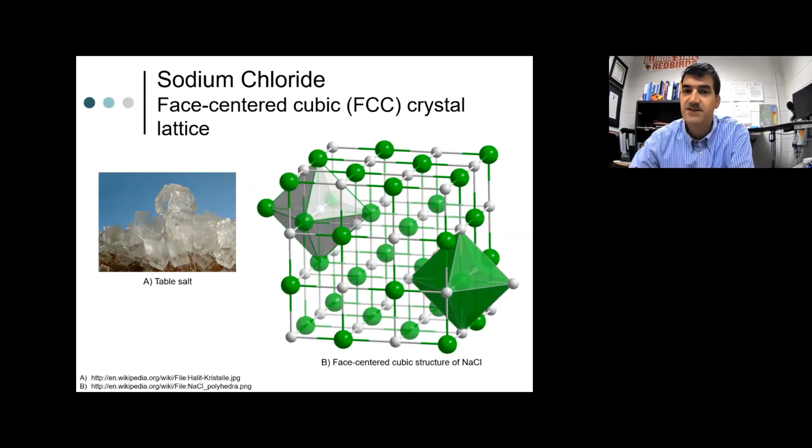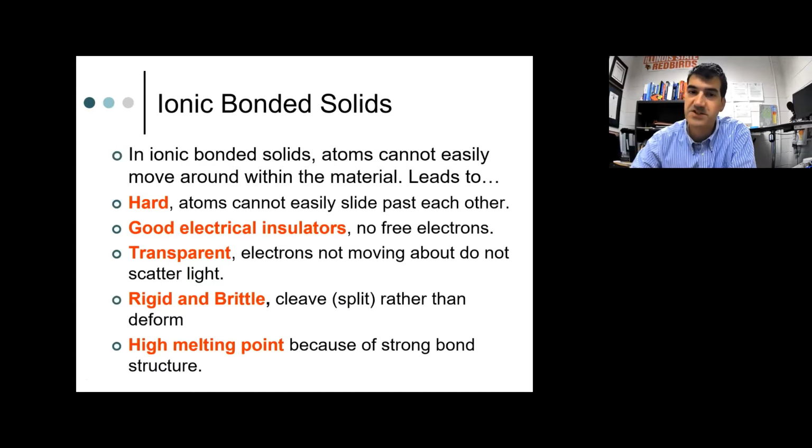If you zoom in on it on an atomic level, this is what you'd see. And there are different types of lattice structures. I'll throw down this term, and then we'll talk more about it in the next session. This is called a face-centered cubic lattice structure. And there are a bunch of different kinds of lattice structures, and we'll talk more about those in the next class. So I want you to know these general properties of ionic bonded solids, all right?